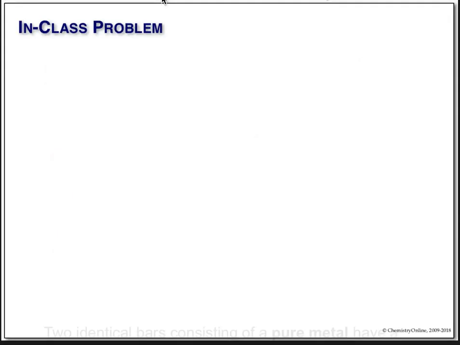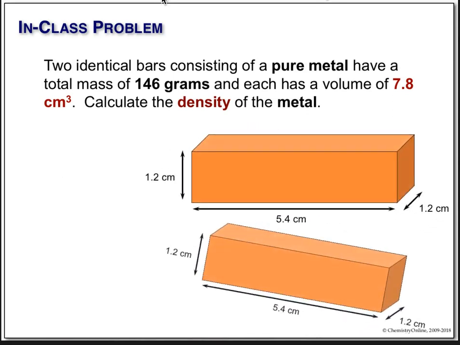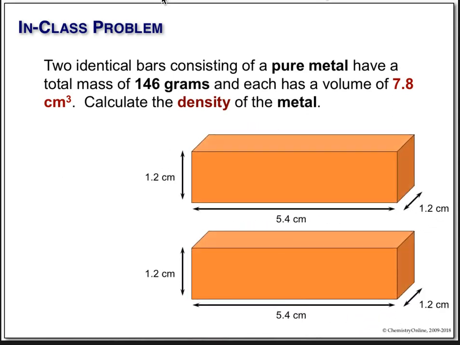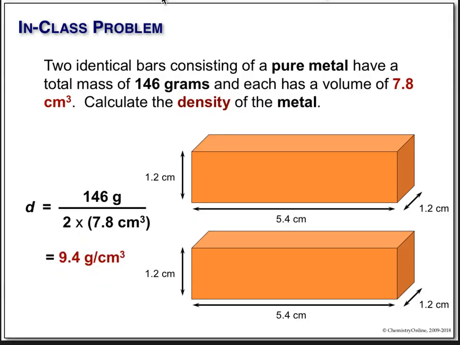To show that, what if we had two bars? Kind of put them together if you want. And we weighed them together and took their density together. We would get 146 grams for the sum of the weight, 7.8 cubic centimeters each. So this times 2. We divide. Once again, we get 9.4 grams per cubic centimeter. Doesn't matter the sample size, simply is an intensive property.